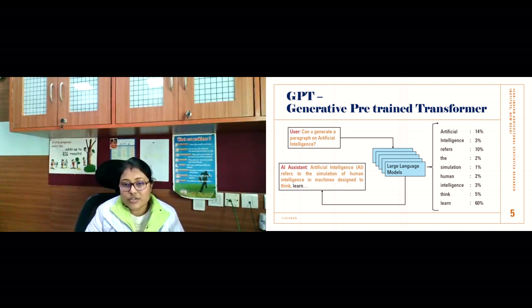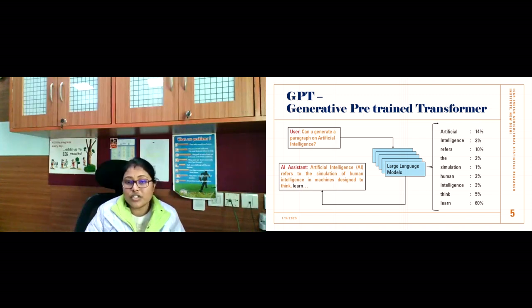So what the large language model will do is basically predict what will be the next word following the text that we need to generate. Okay, so this kind of list will appear. Suppose let us talk about this: AI refers to the simulation of human intelligence in machines designed to think, comma. Now what will be the next word after the text has been generated up to think? The model has generated up to think, what will be the next word?